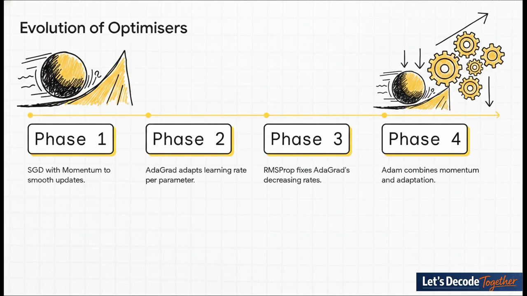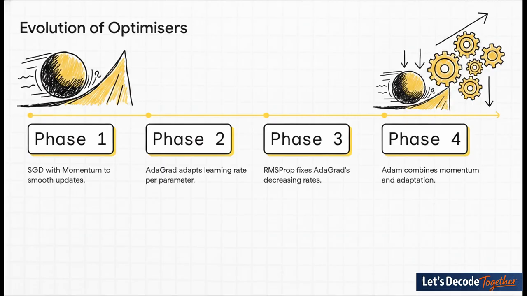First, they added momentum to SGD. This accumulates a moving average of past gradients, literally acting like a ball rolling downhill, building speed and dampening those wild oscillations we talked about earlier. Then came Adagrad, which actually adapts the learning rate per parameter. That was followed by RMSProp, which fixed some of Adagrad's shortcomings.